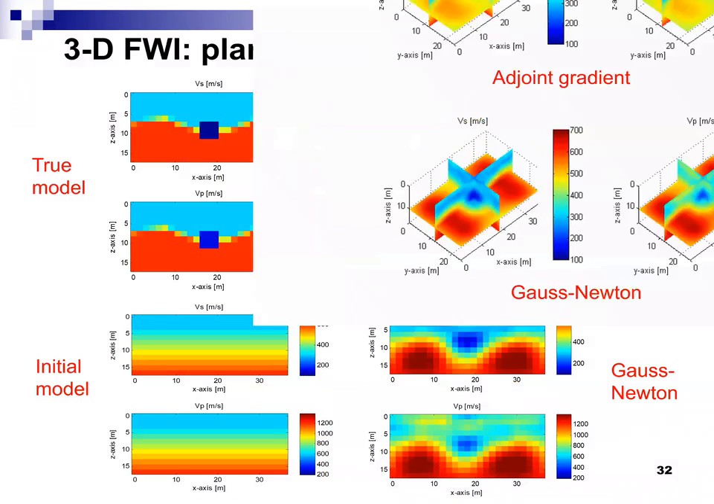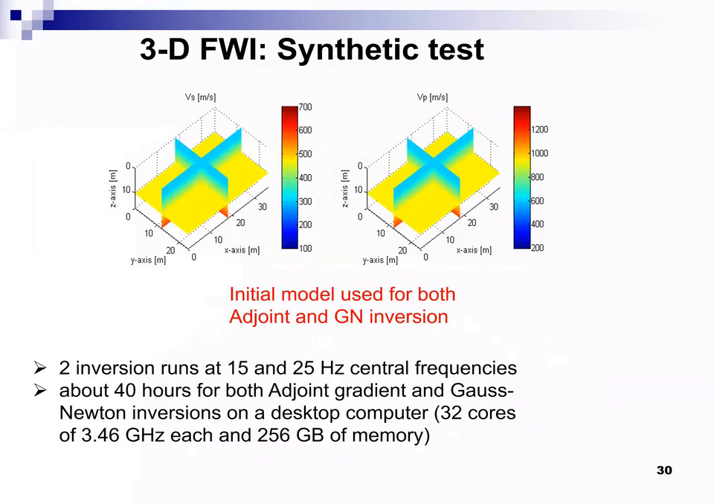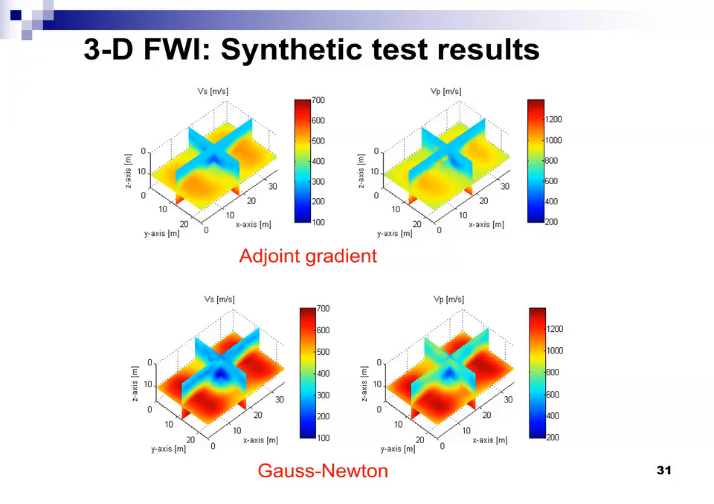And we also have a 2D comparison here. So we get a plane at the center of the void. So this is 3D, but can you go back? So along this plane, we plot it along this plane at the center of the void for detailed comparison.